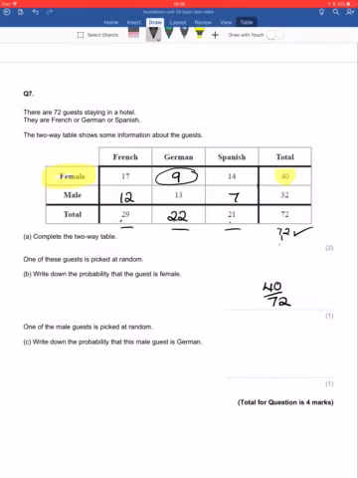One of the male guests is picked at random. Write down the probability that the male guest is German. So I'm just looking at the male guests. So I'm just looking at this 32 here. How many are German? Well, 13. So it's 13 out of 30.